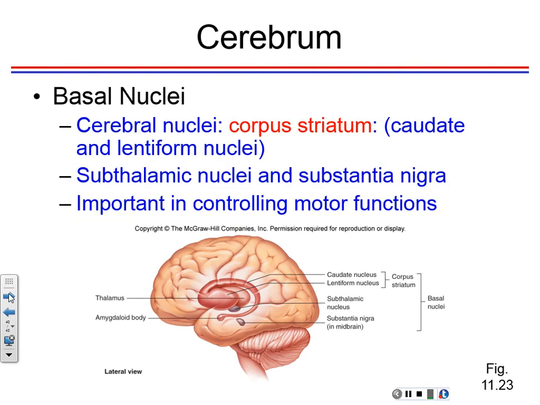Cerebrum. So in the cerebrum, there are certain nuclei. Remember, nuclei simply means a group of neurons in the central nervous system. That's all it is. And these groups of neurons specialize in a certain function. So these basal nuclei are kind of involved in motor activity.